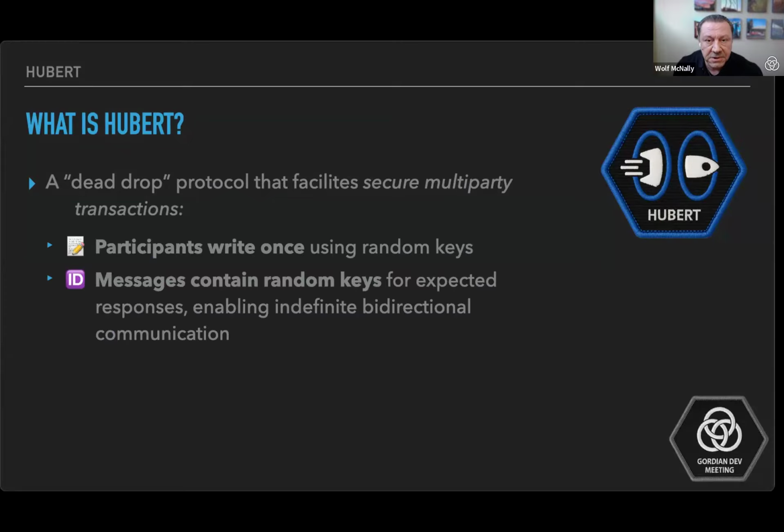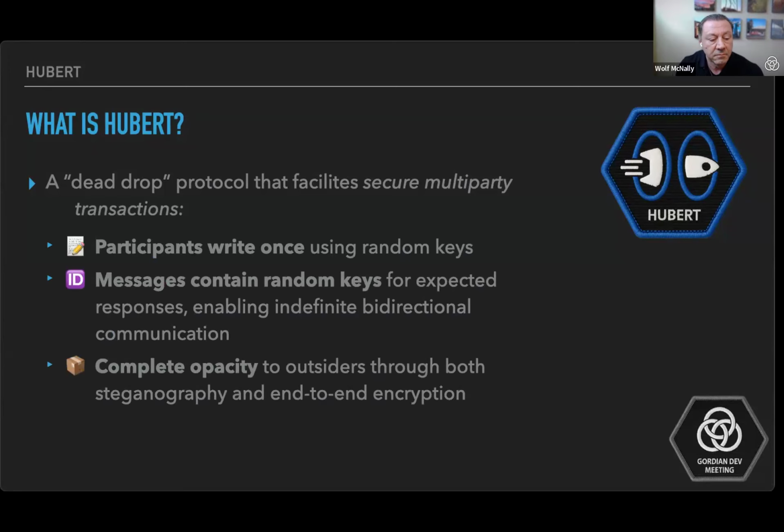And I'll talk a little bit about how this relates to dead drops more in a moment here. But what this does is if I tell you where to leave the next message when I send you a message, and you tell me where to leave the next message when you send me a message, then we can continue that conversation indefinitely, never revisiting the same place twice. So this part of what Hubert provides is complete opacity to outsiders through both steganography as well as end-to-end encryption. Well, Hubert actually provides the steganography, as I'll talk about in a moment, and then we have other layers of our stack that provide both authentication and end-to-end encryption.